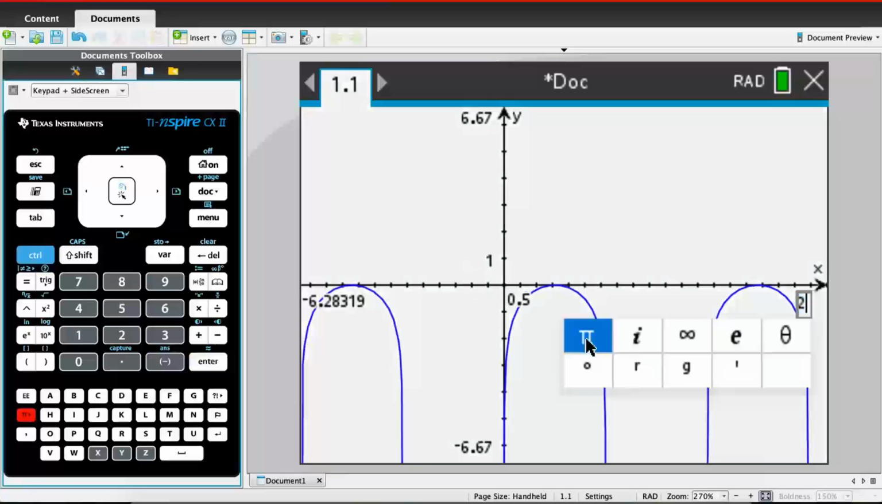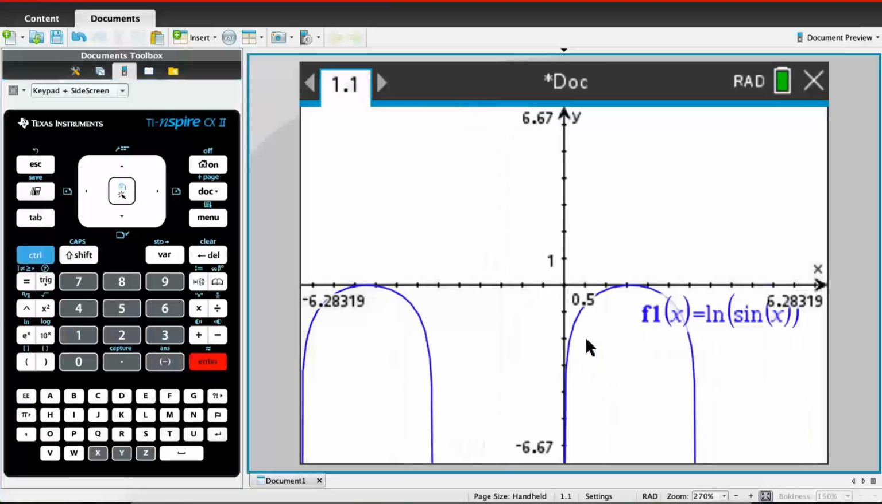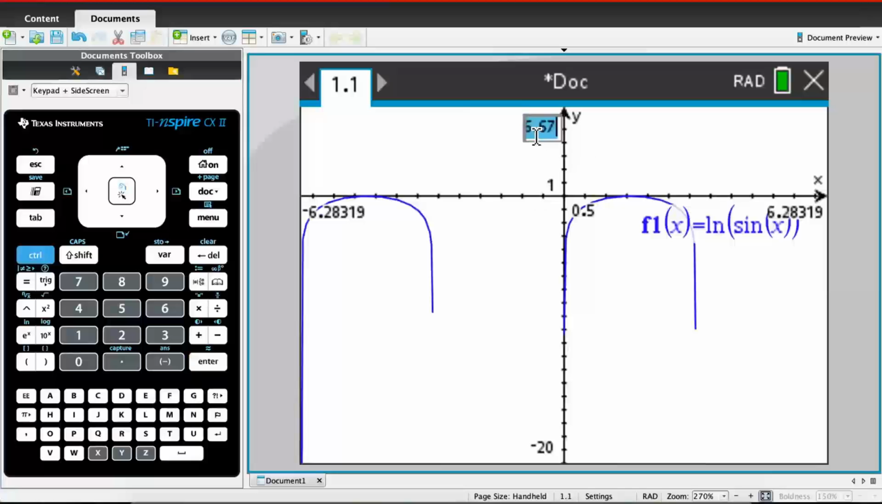So what I'm looking to see is any patterns within this graph, because in order to look at the domain, I need to know where there are vertical asymptotes, because those are values I'm going to have to eliminate from my domain. So just for the sake of being able to see the graph more clearly, I'm going to make the minimum y value minus 20 and the maximum y value 20.